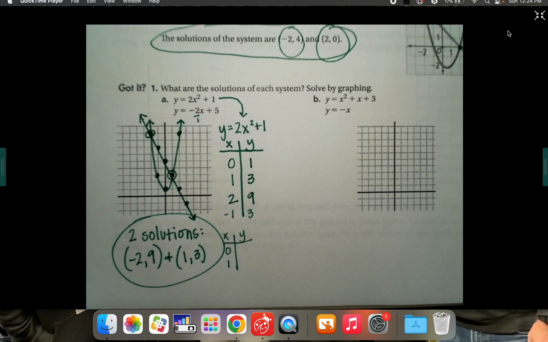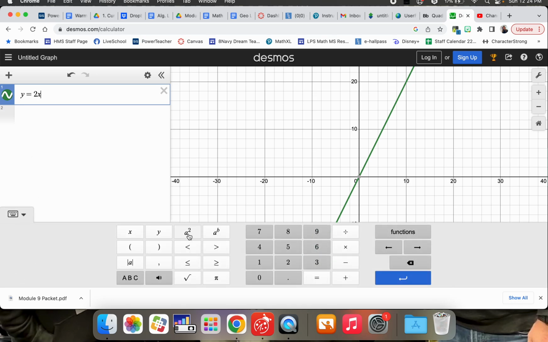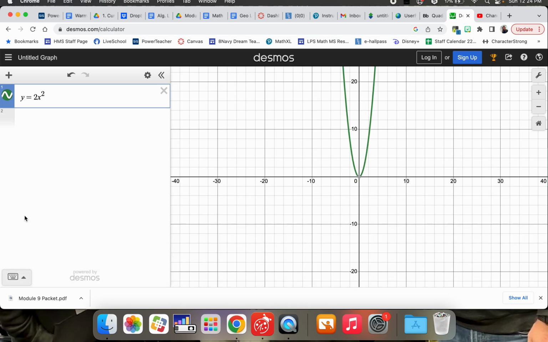Okay, I'm going to show you really quickly on my Desmos calculator. I'm just going to type in both of these. I hope you know that on Desmos, you can type in multiple equations and it'll graph everything all at once for you. So our first one was y equals 2x squared, plus 1.